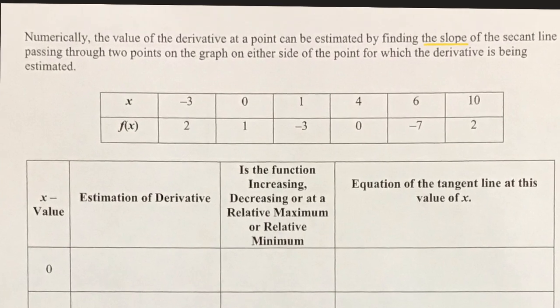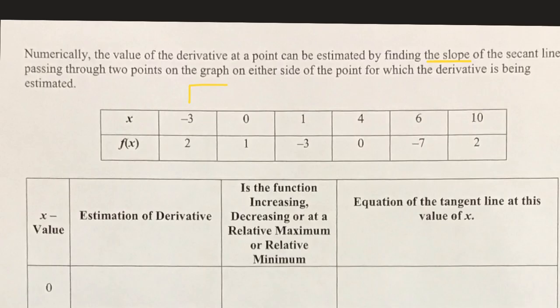So if we're going to have an x value of 0, we're going to use the 2 points to the left and to the right in order to estimate our slope. Okay, so we're going to use the points to the left and the right. We're going to call them x1 and x2, and we're going to call the corresponding ones y1 and y2.